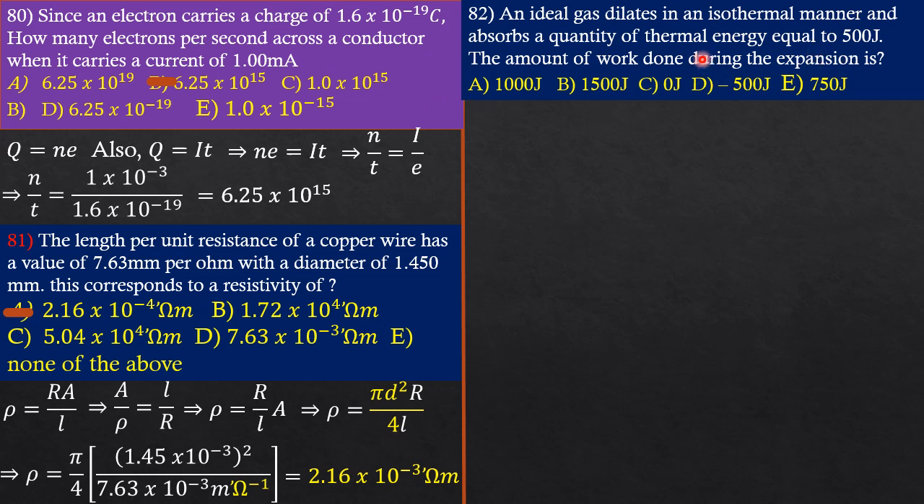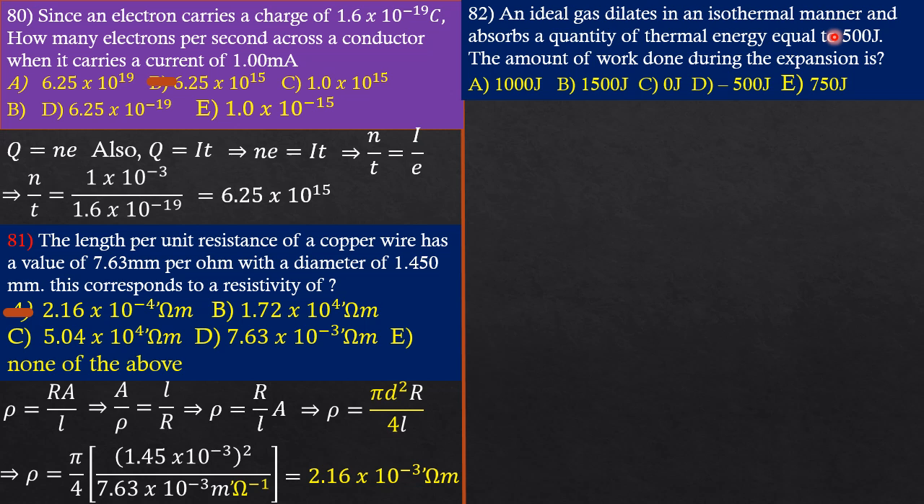All right. So guys, the key to this question is the isothermal manner. Keep in mind that in an isothermal process, the change in temperature is 0. It is simply a process that occurs at constant temperature. As such, there is no change in temperature.